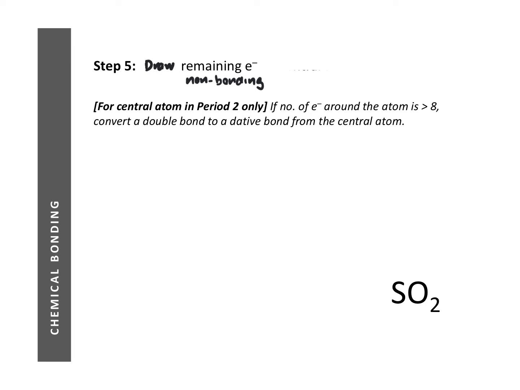Step number 5, we need to draw in the remaining or non-bonding electrons. So earlier we already have this structure. In this structure, sulfur has shared 4 of its valence electrons with oxygen atoms. So sulfur is in group 16, it has 6 valence electrons, so it should have 2 electrons that are not used for bonding. As for oxygen, oxygen has shared 2 electrons with sulfur, so it has 4 electrons that are not used for bonding. So once again, this is the dot and cross diagram for sulfur dioxide.